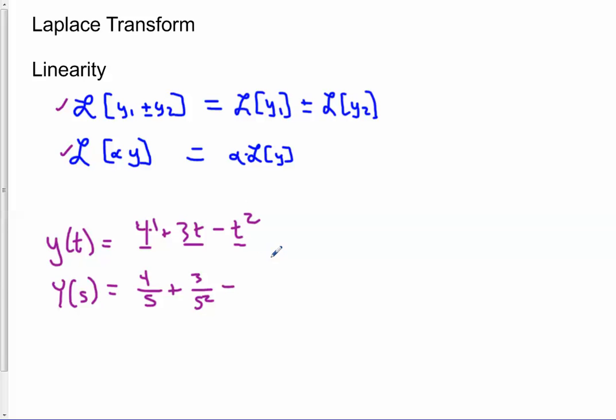Minus, and then finally t squared, its Laplace transform is 2 over s cubed, and we don't have a constant multiple in front of that. So that's the idea, that you can do things like that.